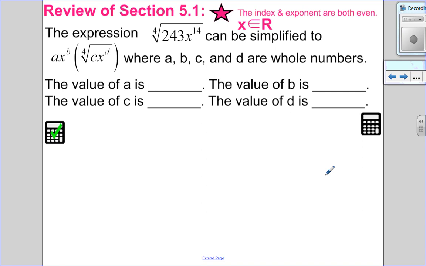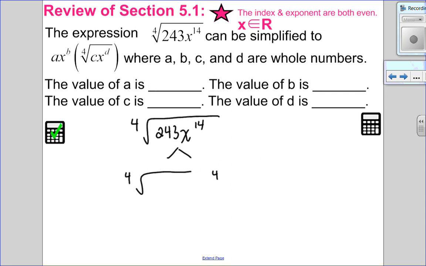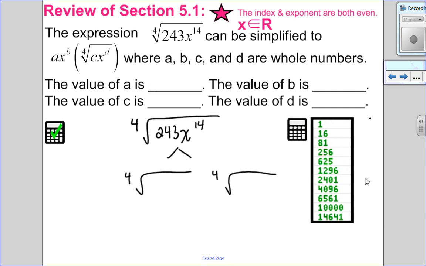Let's go ahead and simplify this. I have the 4th root of 243 x exponent 14. I want to break it down into my perfect and non-perfect factors. To help me with that, I can look at my perfect quartics, which is raising to the exponent of 4. From yesterday, that's my table there. I want to look at which number 243 goes into. Because it ends in 3, I'm suspicious that it is a power of 3, and it in fact is. 81 times 3 is equal to 243.